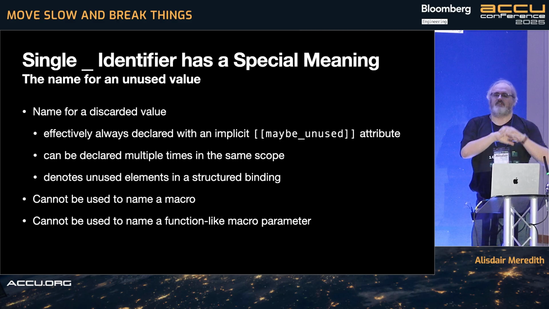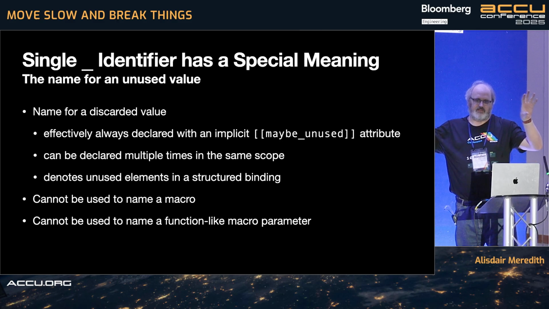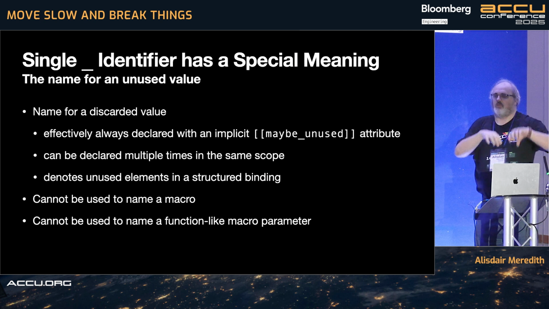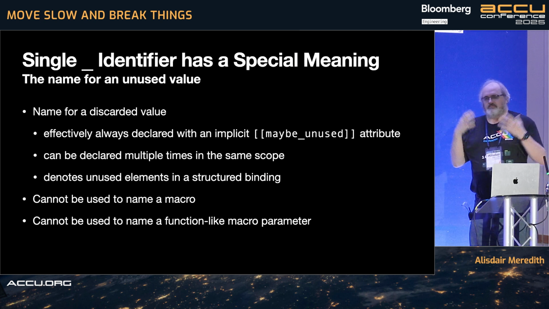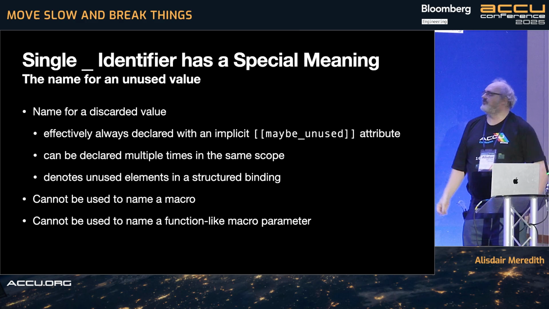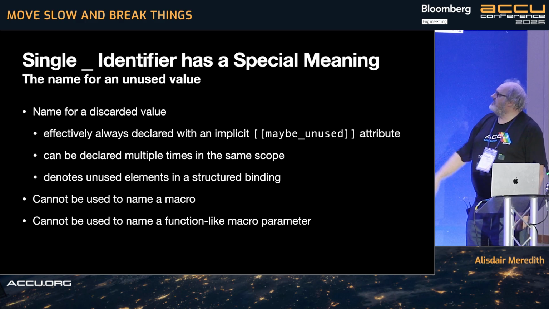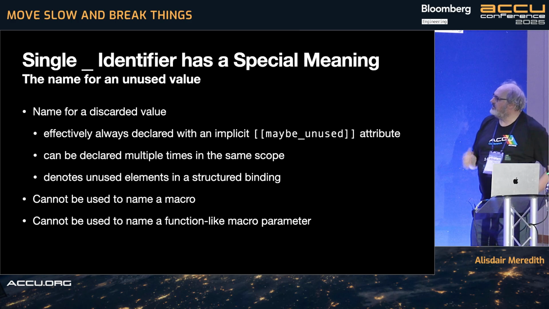I want to get 2 or 3 of the variables I'm naming and 2 or 3 others I don't care about. I can have multiple underscores in that structured binding declaration, and I just get the ones I want out. The others are still in the binary, but I have no easy way to use them. I don't have to worry about naming things that I don't want to use. This is basically equivalent to having the maybe unused attribute added to that variable declaration.